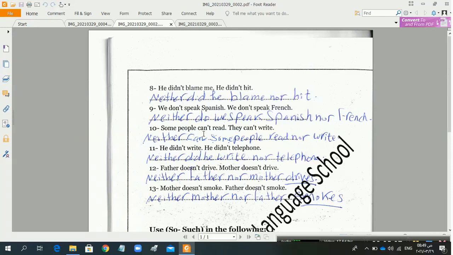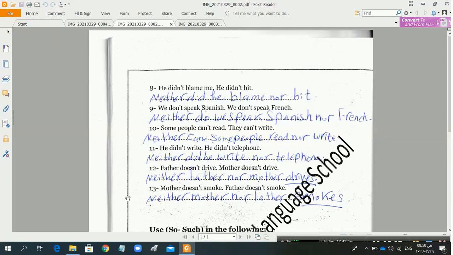Number 10, some people can't read, they can't write. So the helping verb here will be can. So neither can some people. Okay, can at the first as a helping verb, then the subject, some people, read nor write. Number 11, he didn't write, he didn't telephone. Neither did he write nor telephone.